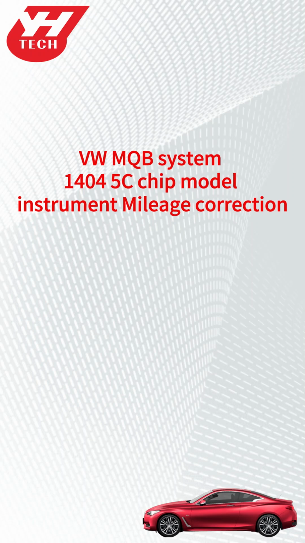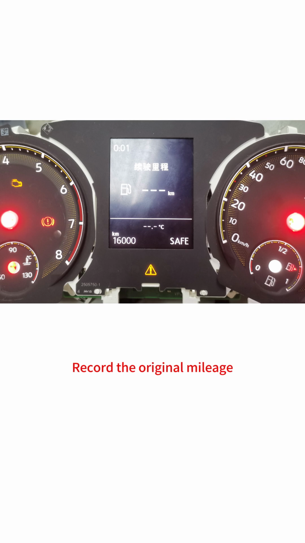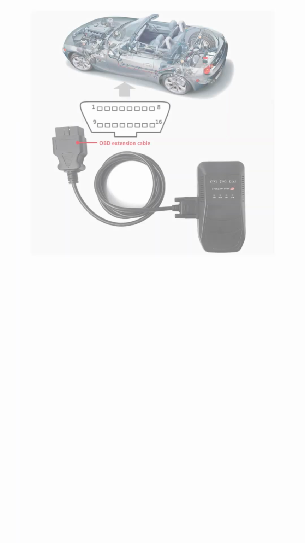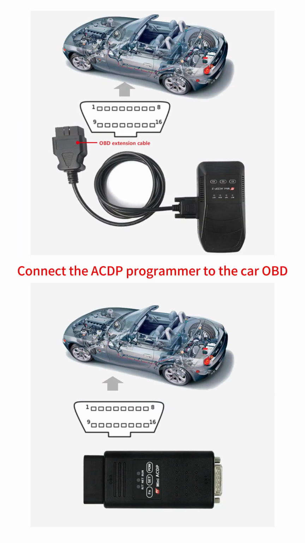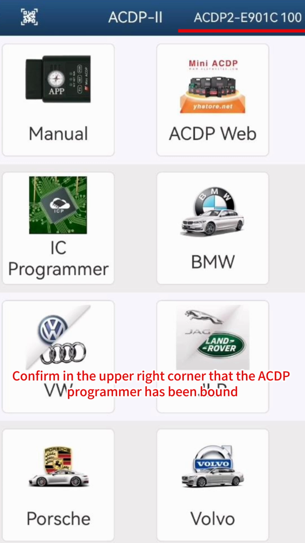This video shows how to use ACDP for VWMQB System 14045C chip model instrument mileage correction. Turn on the power switch on the car and light up the instrument panel. Record the original mileage. Connect the ACDP programmer to the car OBD. Open the ACDP app. Confirm in the upper right corner that the ACDP programmer has been bound.